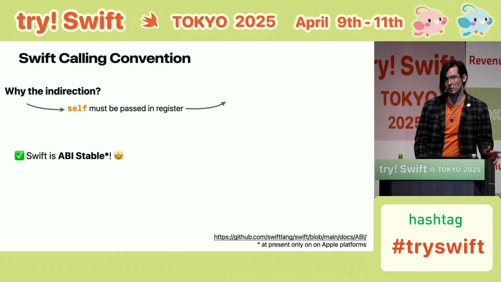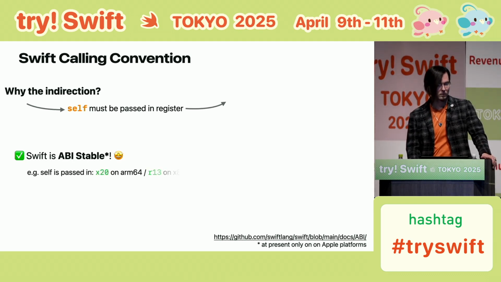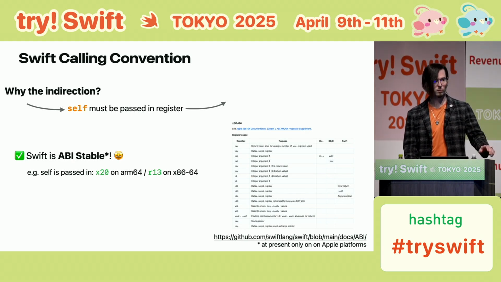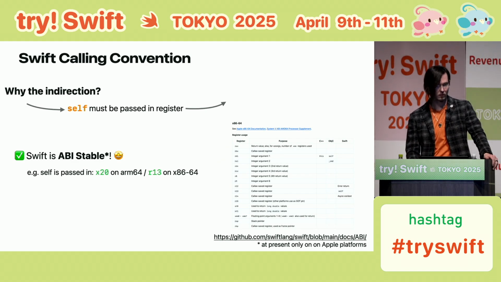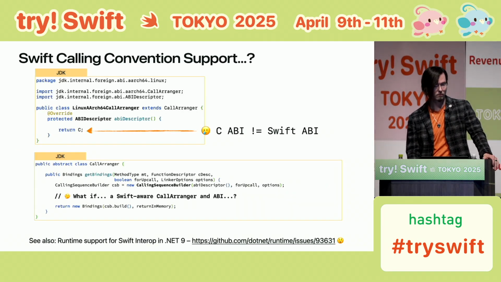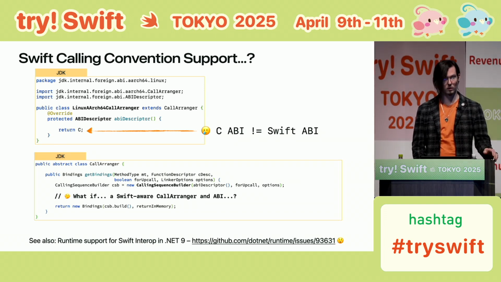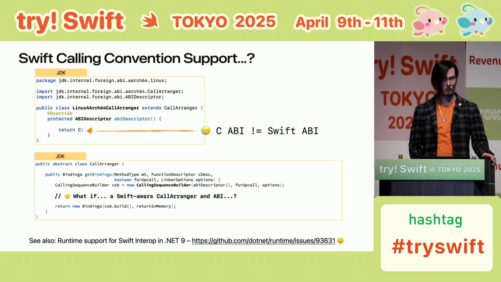Swift is ABI stable, at least on Apple platforms today, so we actually even know exactly which register is passed in. So it's in this one here on x86 and on x20 on ARM. So we know exactly what to do. So in theory, we could go in and teach the JVM to do a Swift calling convention if we wanted to. That's a future experiment we could maybe get to, but you see, this is why we have to do the thunking, right? This intermediate step of going through a C calling convention, because the JVM does a C calling convention style call.